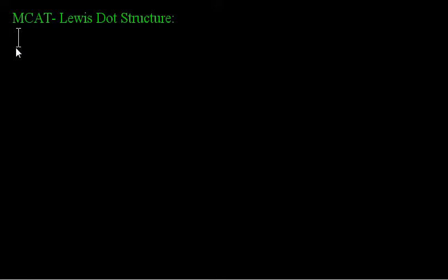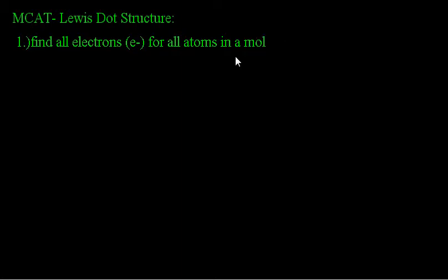The first rule is that you have to find all the valence electrons for all the atoms in a molecule. So, first rule, find all electrons, or E. Electrons are usually symbolized with a negative E, for all atoms in a molecule.